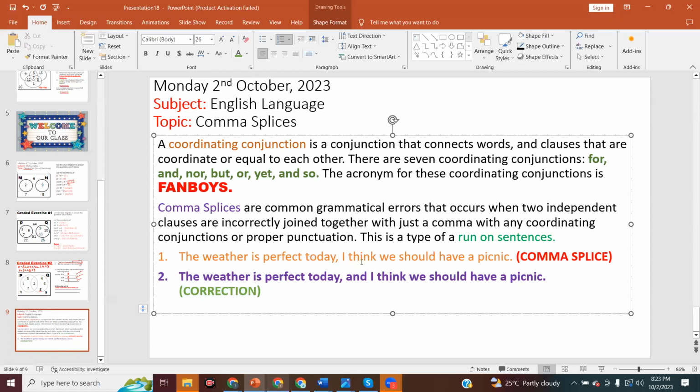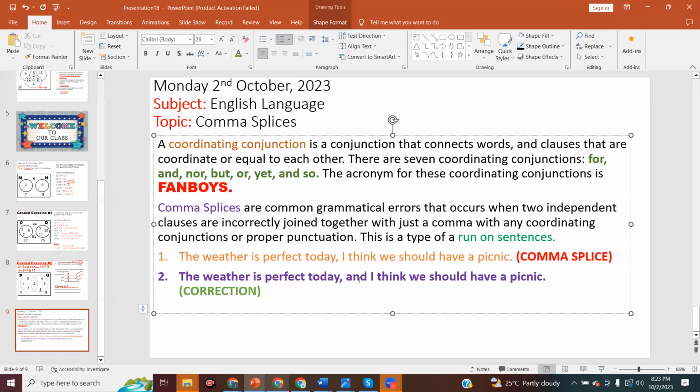So both of these are complete sentences. They could stand on their own. So you can't combine them with a comma. You need a coordinating conjunction to combine them. So you have to put and, or you can say so. All right. Does that make sense?